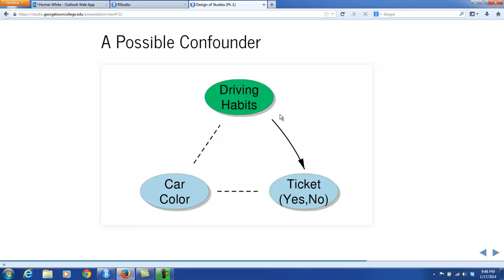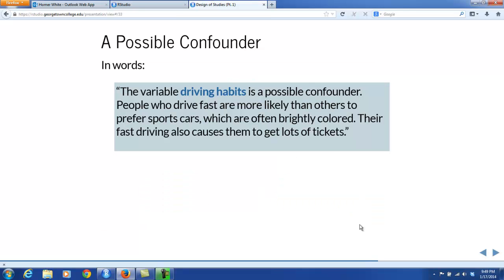We also pretty clearly believe that driving habits cause whether or not one gets a ticket. The speedier you are, the more likely you are to get a ticket. And so we have what we need to produce that association we see between car color and tickets. If you want to describe why something is a confounding factor, then you need to back up how it meets the conditions in the definition.